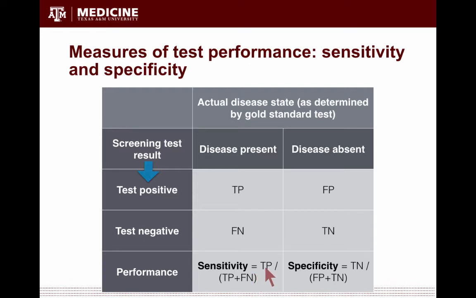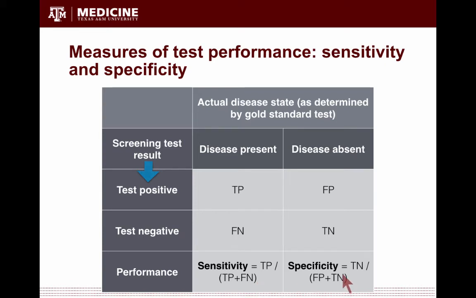Sensitivity is the number of true positives divided by the total number of individuals where disease was present. So that total is equal to the number of true positives plus the number of false negatives. So sensitivity then is equal to the number of true positives divided by the sum of true positives plus the false negatives, or the sum of this column. That represents the sensitivity of the test.